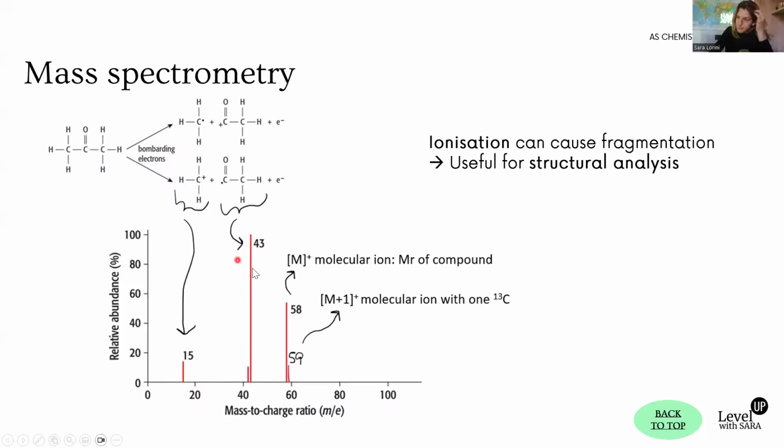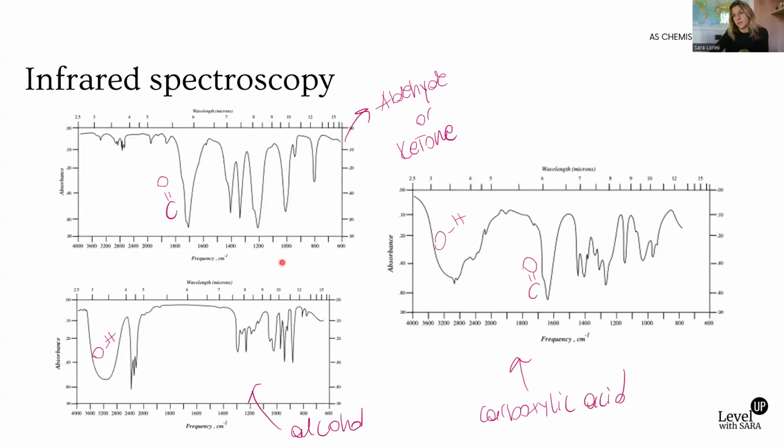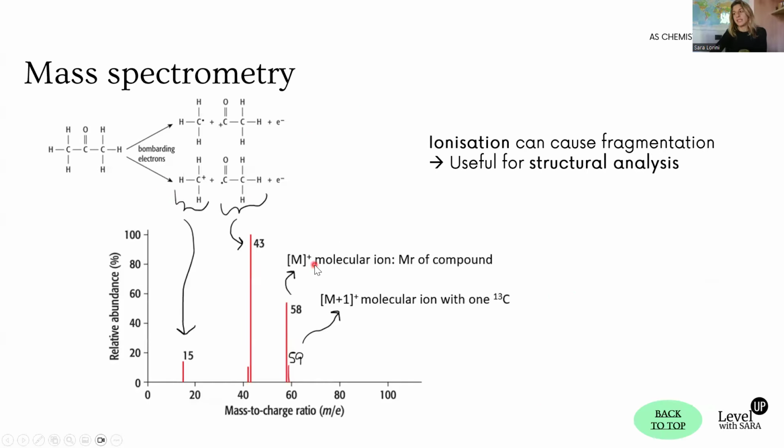due to fragmentation. And you could have some trick question, for example, why do you have a very small peak that is 1 higher in mass? That is always due to the carbon-13 isotope. But anyway, once again, because we're talking about structure determination, the most important things are infrared for functional groups and mass spectrometry to find the Mr. With these two pieces of information and with the NMR, you would be able to find the structure of any molecule.